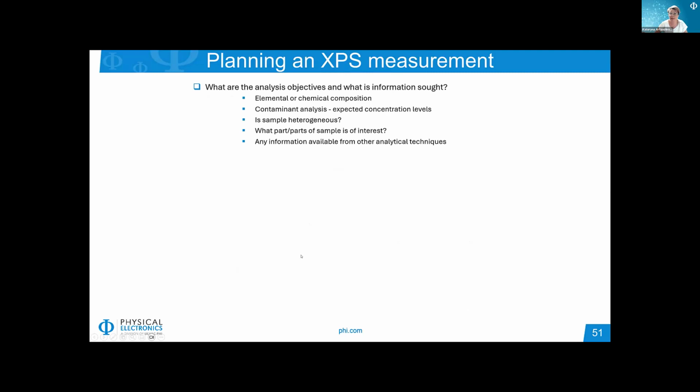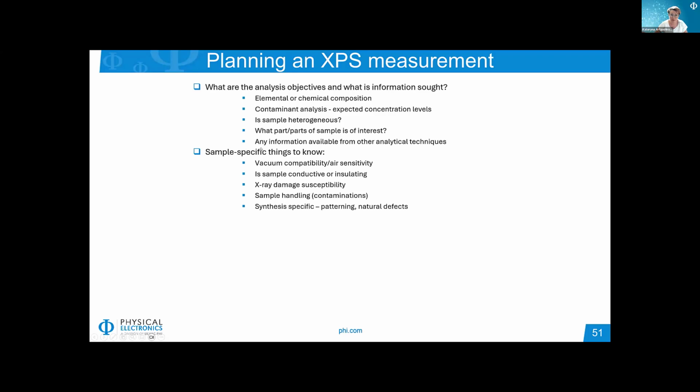So how do you plan the experiment based on that? Of course, you need to understand what the analysis objective is and what information is sought. Do you need elemental composition or chemical composition? Is it a contaminant analysis? What are the expectations for your concentration level? Will the detection limit for that element be within what you're trying to analyze? Is your sample heterogeneous? Is there a specific part of the sample that you would like to analyze? When you work with customers or work yourself, any other information from analytical techniques is really useful for planning your experiment.